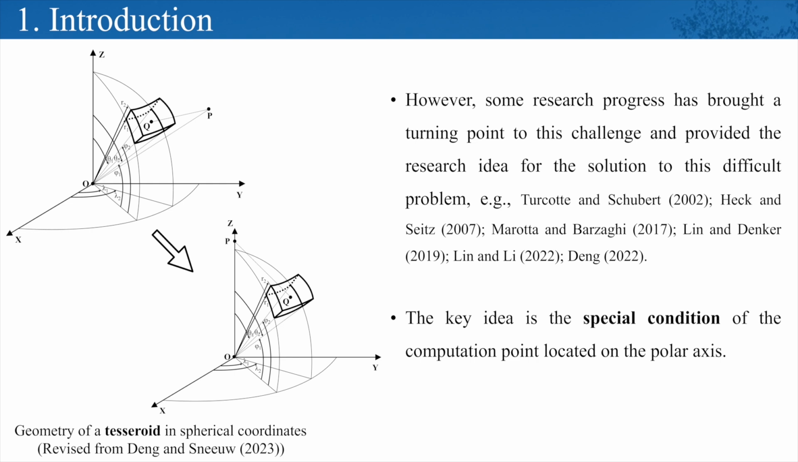However, some research progress has brought a turning point to this challenge and provided the research idea for the solution of this difficult problem. The key idea is the special condition of the computation point located on the polar axis. In other words, when the computation point is located on the polar axis, the analytical solutions for gravitational effect of a tesseroid can be obtained.